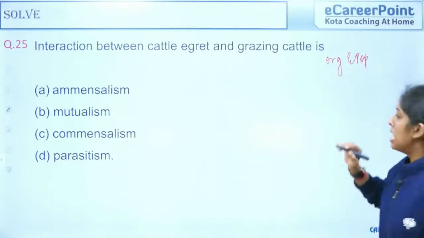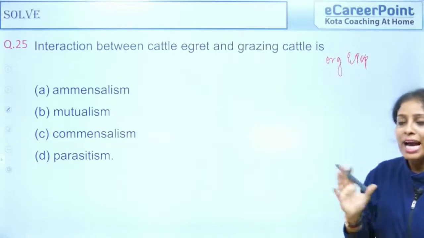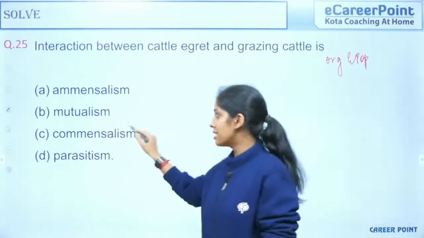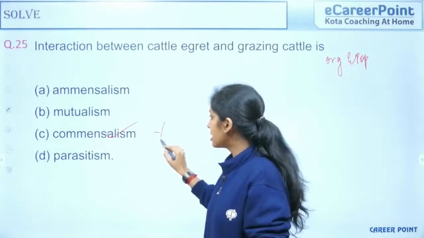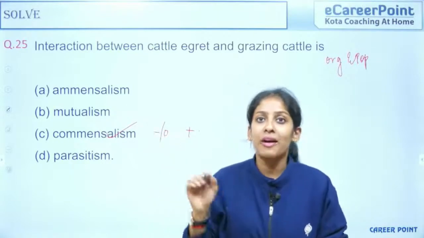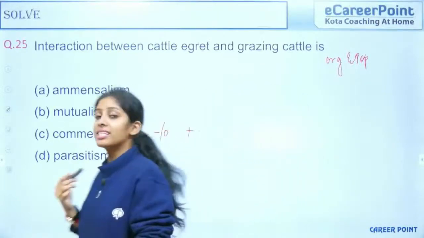Okay, so there's a bird that sits on the cattle. What kind of population interaction is this? The interaction is commensalism, where the cattle is neither benefited nor harmed, but the egret is benefited because it can find its prey, right? So this is the type of interaction, it is commensalism.